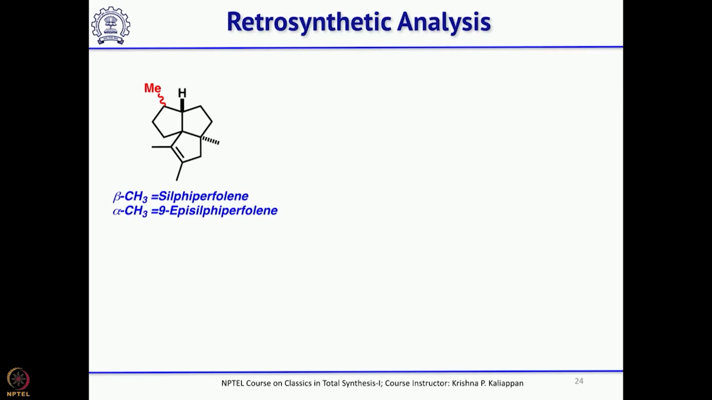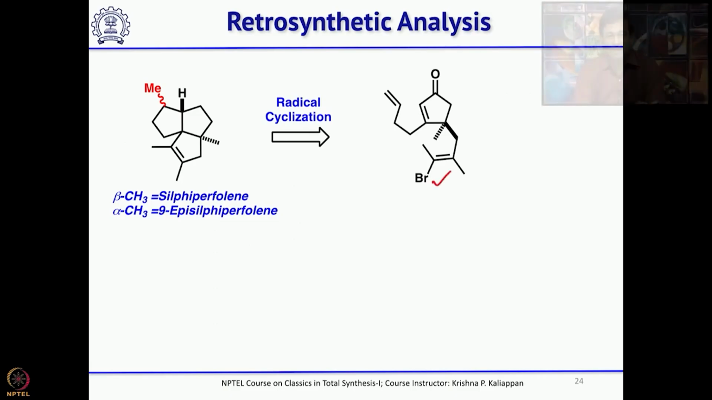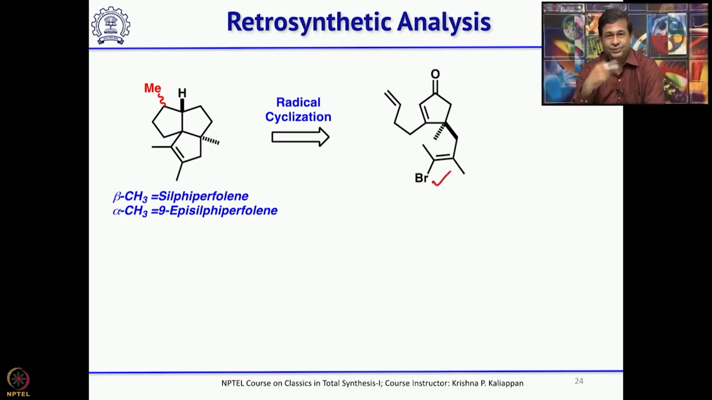Okay, let us see his retrosynthesis, and his idea is to have this vinyl bromide. This vinyl bromide should in principle undergo two successive 5-exo trig radical cyclizations, whereas in the case of capnellene and hirsutene, which are linear triquinanes, he used a 5-exo trig followed by 5-exo dig cyclization. Here it is two consecutive 5-exo trig cyclizations.